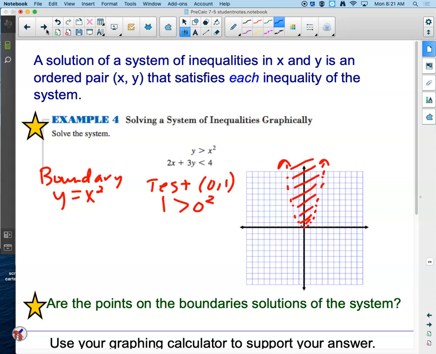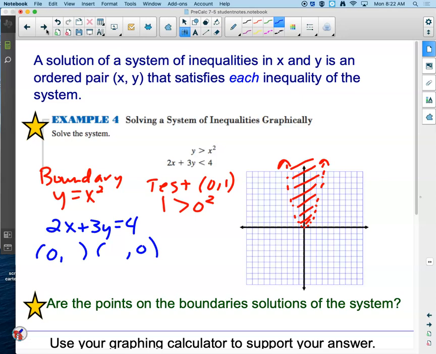Now, with this one, our boundary would be 2x plus 3y equals 4. And when it's in that form, which is called standard form, usually the fastest and easiest way to get something graphed is to find its zeros, to find the x and y intercepts for the graph. Because 2 points determine a line. I mean, you've learned that in geometry. Point, line, plane, postulate. Any 2 points determine a line.